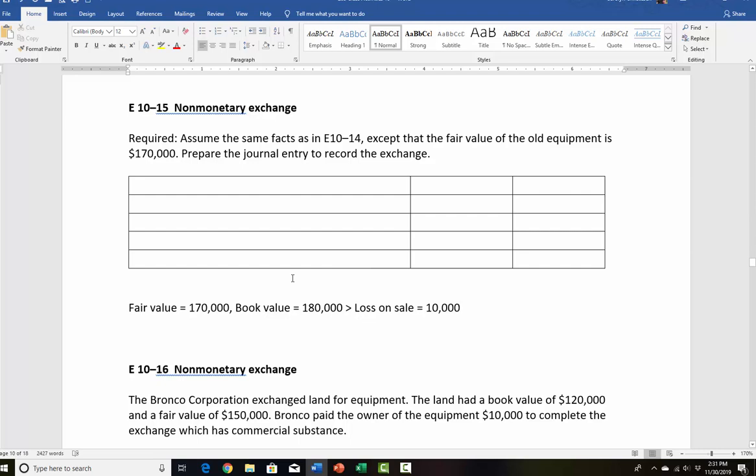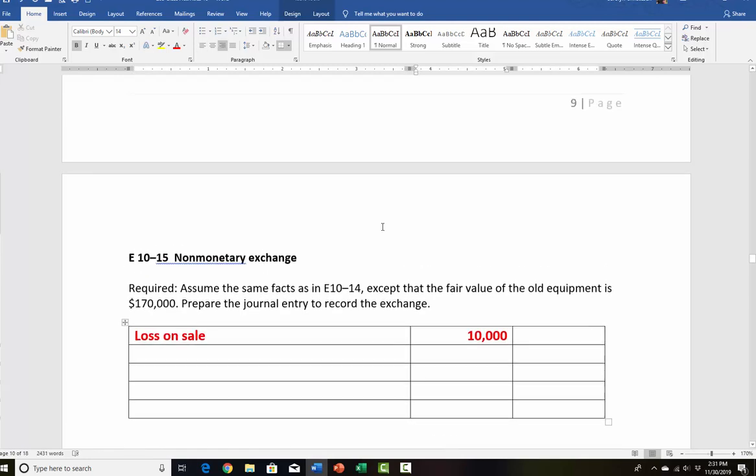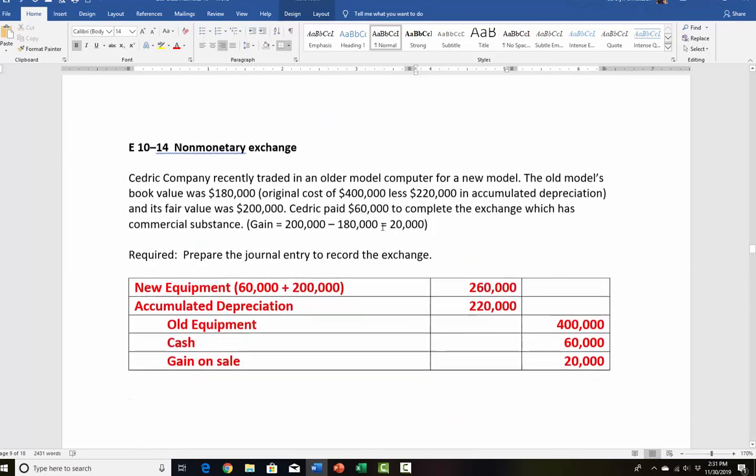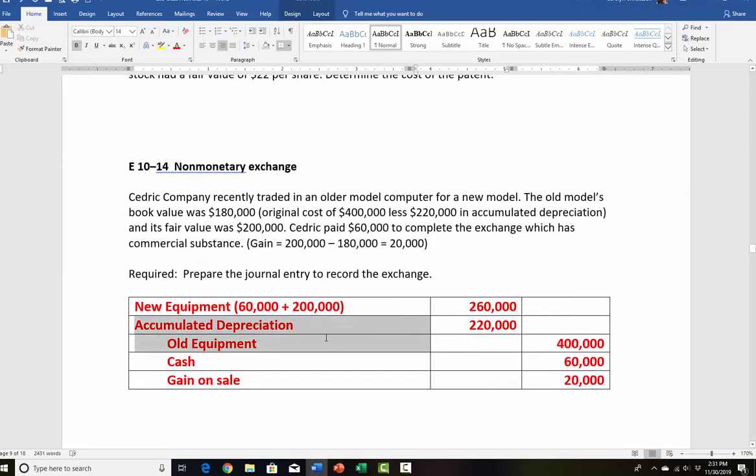Remember what we said. When you have a loss, we don't care if there's commercial substance or not. You just record the loss right away. So let's debit the loss on sale right away. Loss on sale is $10,000. Now let's go back here. This debit and credit is always going to be the same if we're getting rid of this particular equipment. Why? Because we're getting rid of the equipment and we have to take the accumulated depreciation out also.